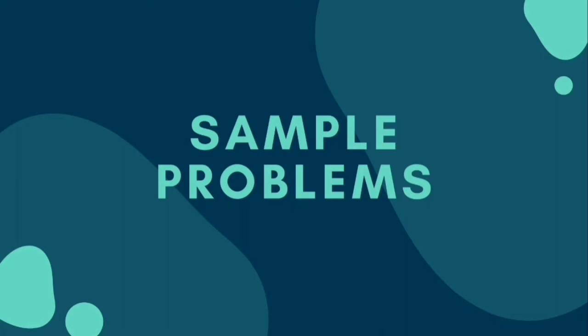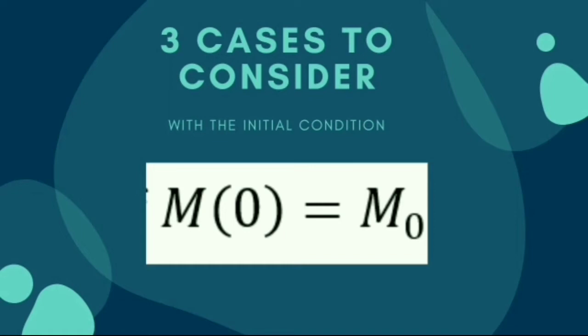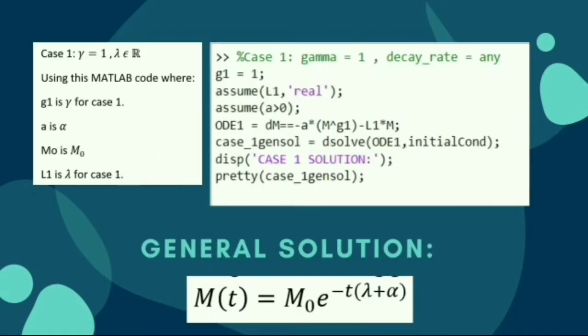Solve differential equations considering 3 cases. Case 1: gamma is equal to 1 and lambda is a regular number. We use this MATLAB code. We get the following general solution to case 1.